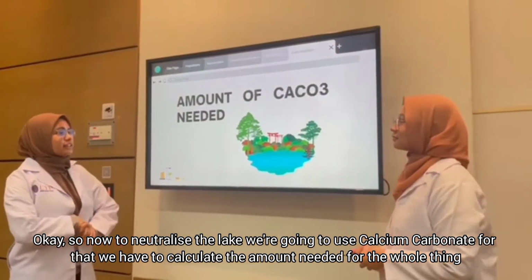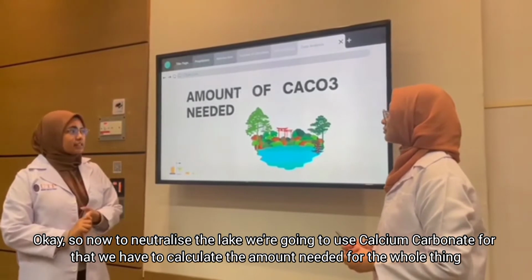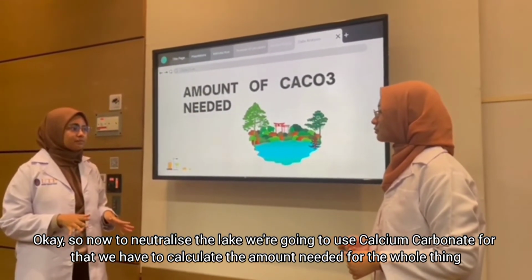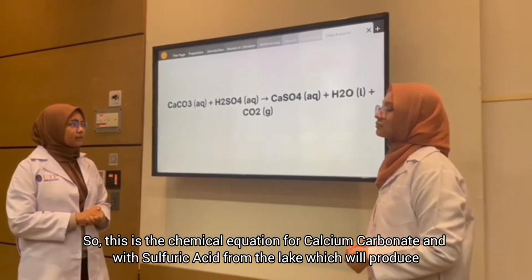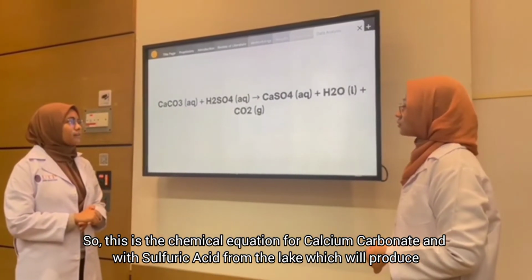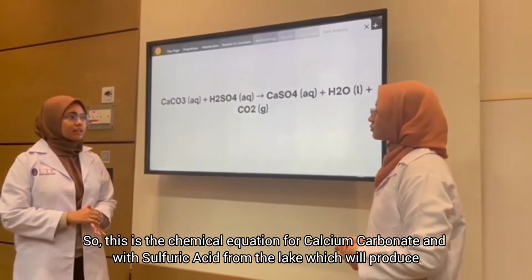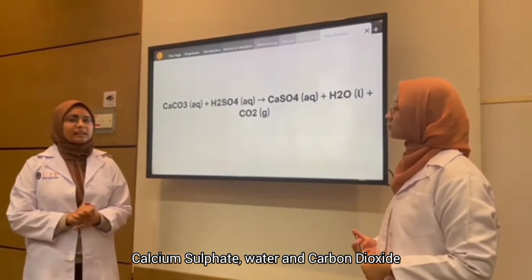Okay, so now to neutralize the lake, we're going to use calcium carbonate. But before that, we have to calculate the amount needed for the whole lake. So this is the chemical equation for calcium carbonate added with sulfuric acid from the lake, which will produce calcium sulfate, water, and carbon dioxide.